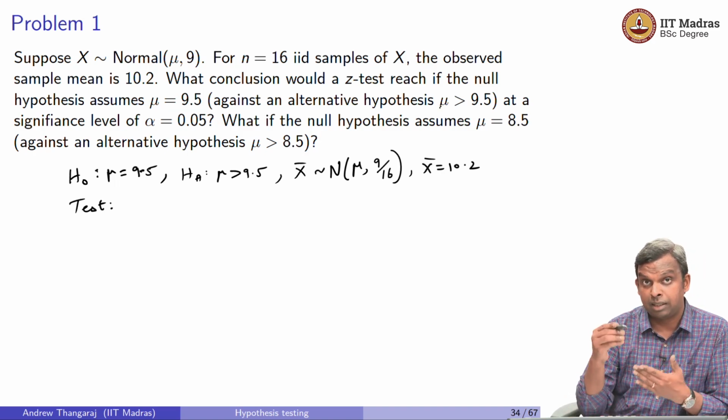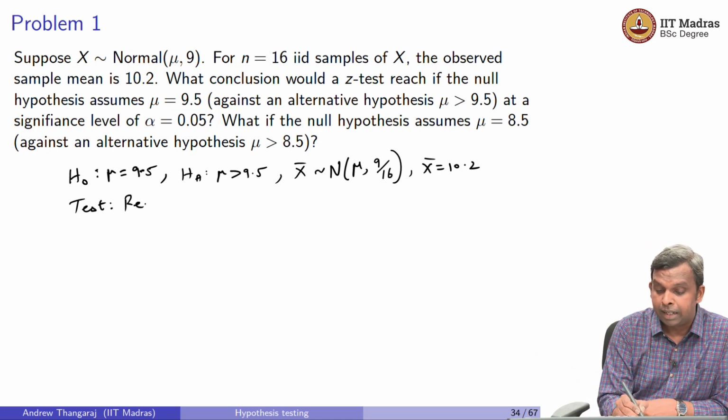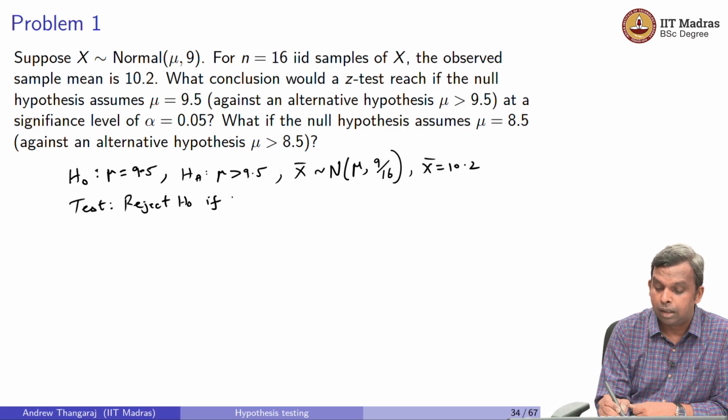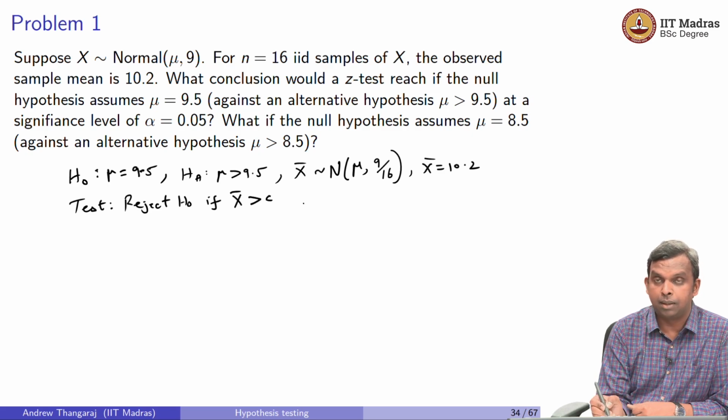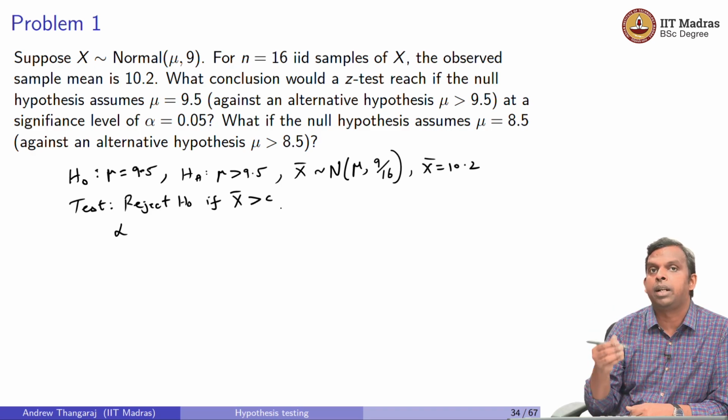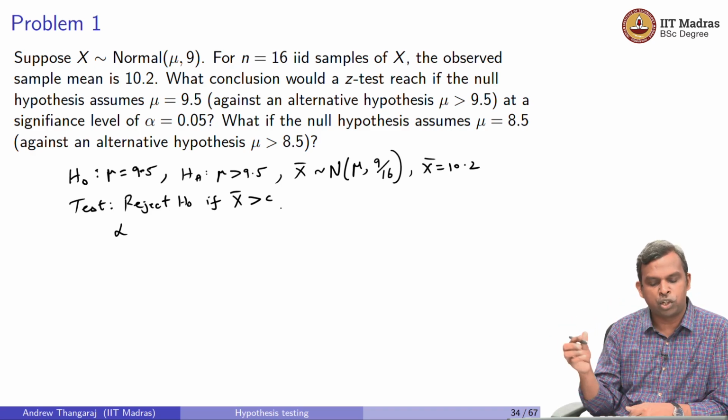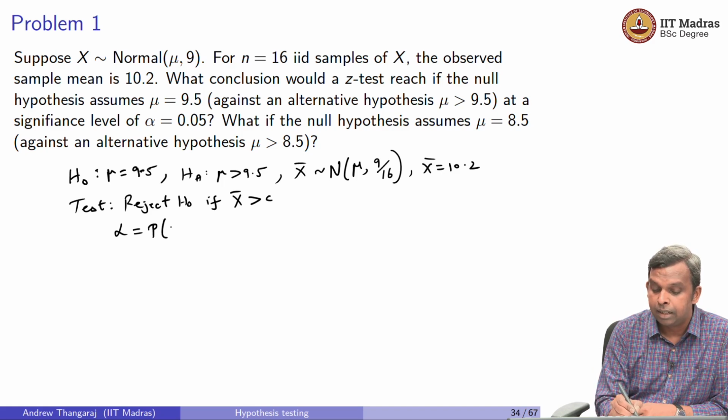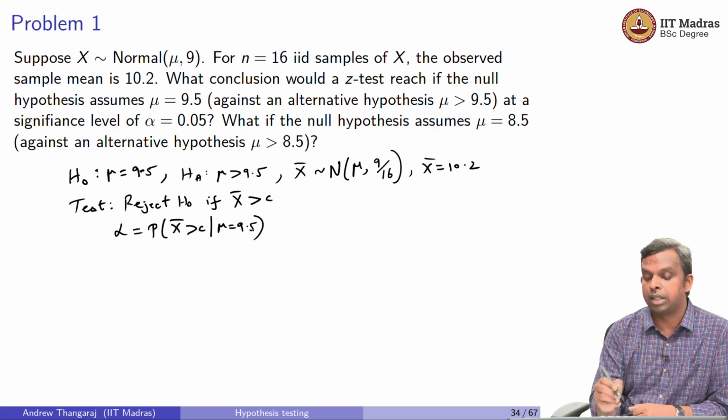The alternative hypothesis is right-sided, so you're going to reject H naught if x bar is greater than some c. Under this condition, what's going to be your type 1 error? What's the probability you reject H naught given that H naught is true? So this is the probability that x bar is greater than c given that mu equals 9.5.